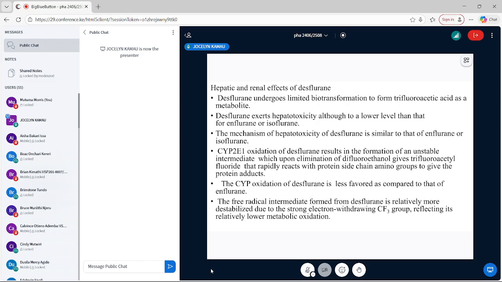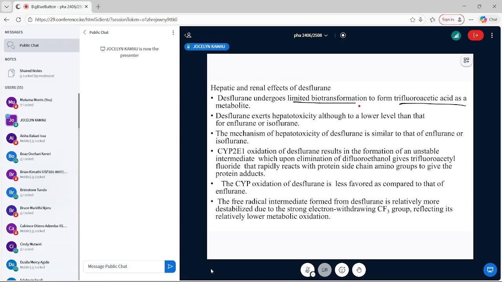The practical effects of desflurane, I should have gone to this first. Sorry for that disorganization. I should have gone to this first before going to the synthesis. So we have already mentioned that desflurane is more stable. It resists oxidation through cytochrome P450 enzymes. So that's what we want to understand. So desflurane undergoes limited biotransformation, that is biooxidation, to form trifluoroacetic acid as a metabolite.